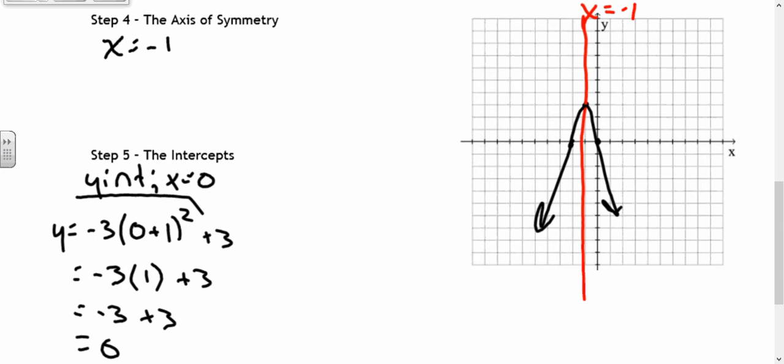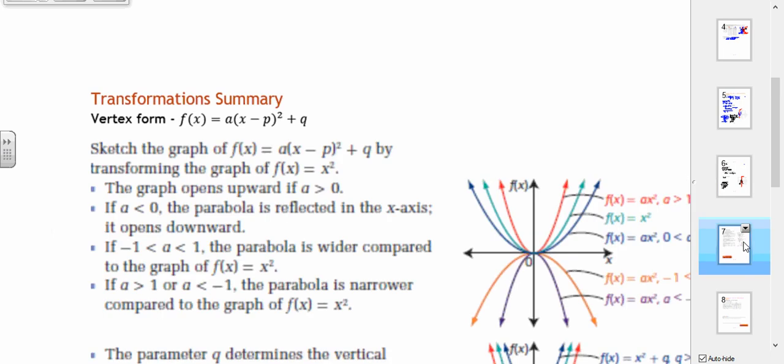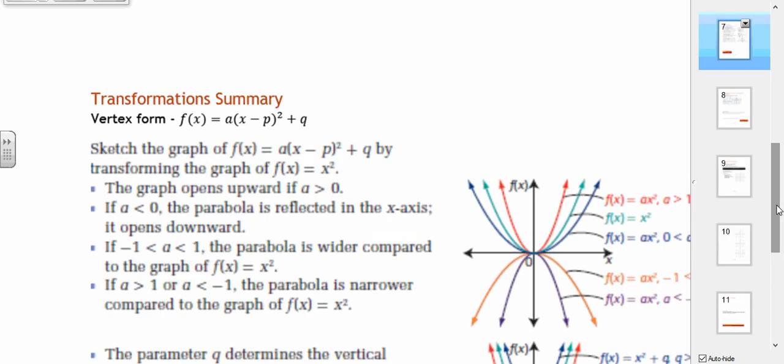We have a nice little summary for you guys to follow. This should help you as you go. If you have any questions, make sure to go through it. I'll check anything on there. That will focus specifically on transformations.